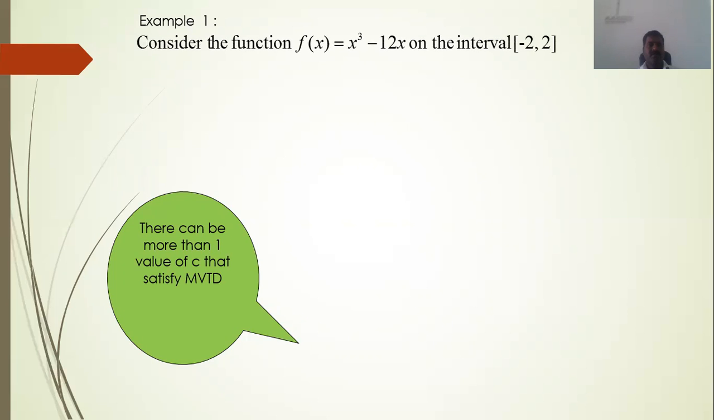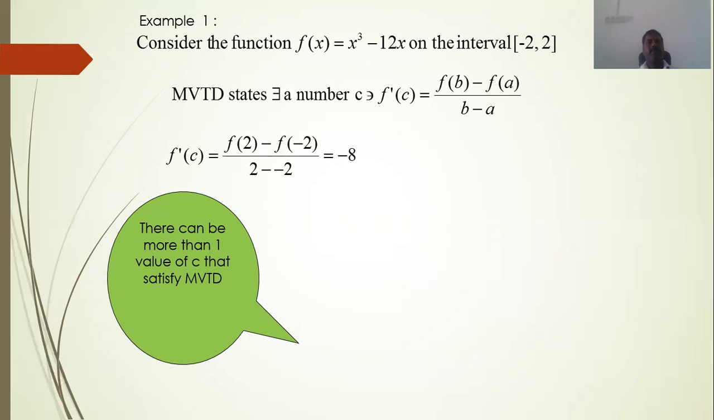Consider the following function, f(x) equal to x cubed minus 12x in the interval minus 2 to 2. Let us first establish the necessities. What does the mean value theorem say? It says that there exists a number c such that f'(c) equals [f(b) minus f(a)] by [b minus a]. That is f(2) minus f(minus 2) by 2 minus (minus 2), and if you simplify, it's equal to minus 8.